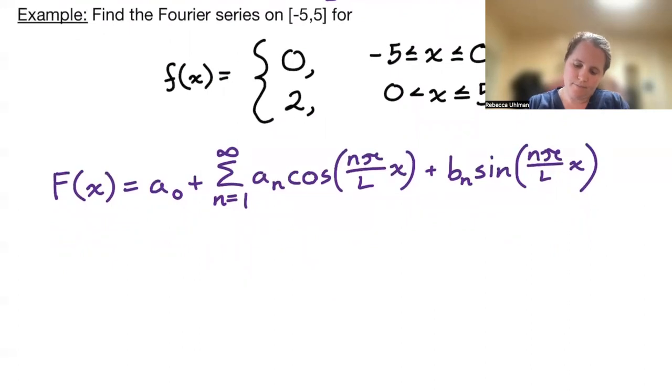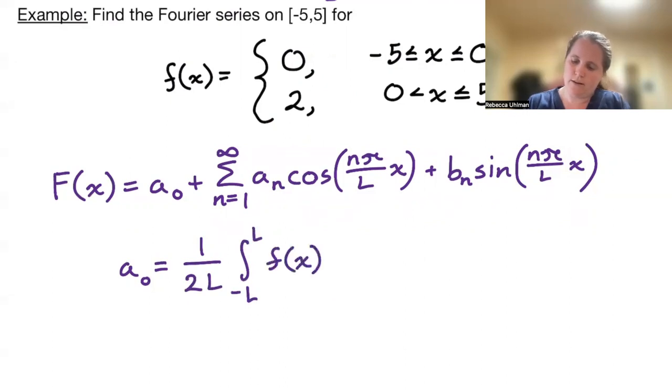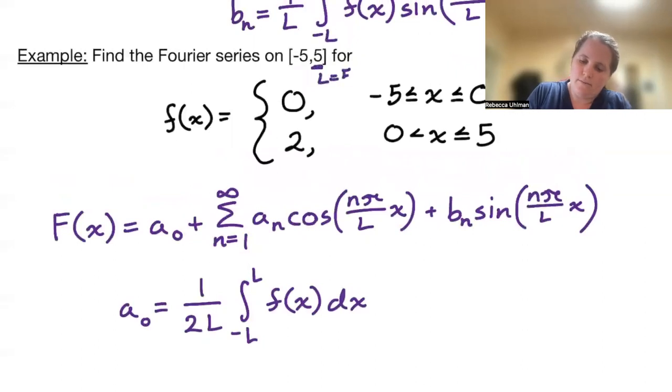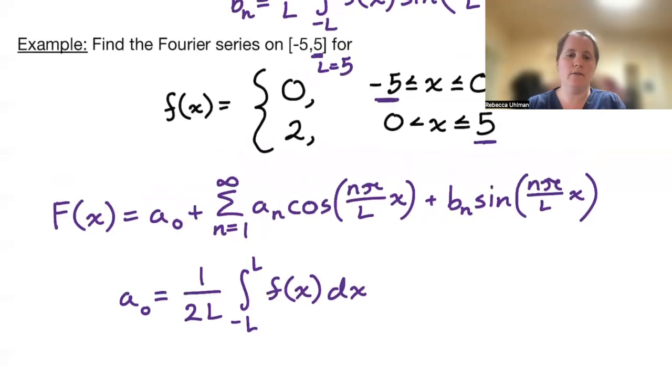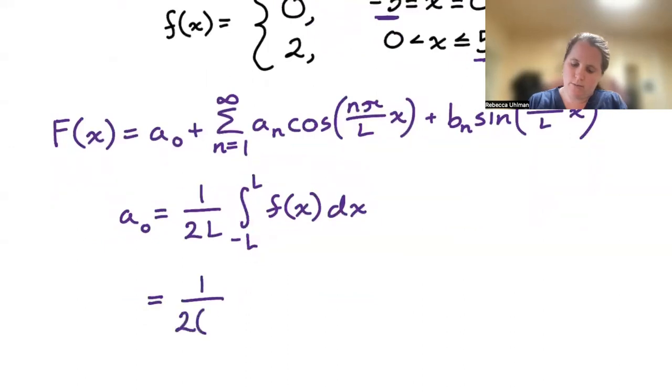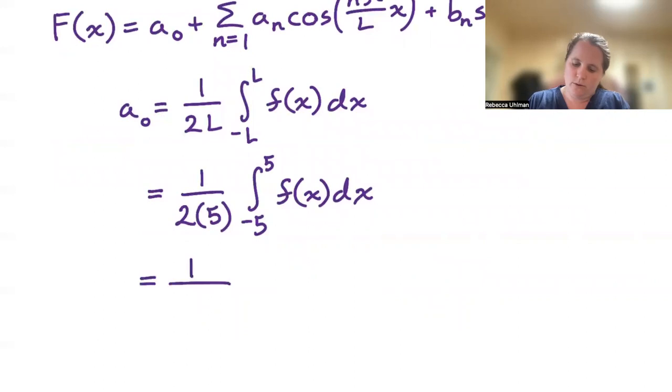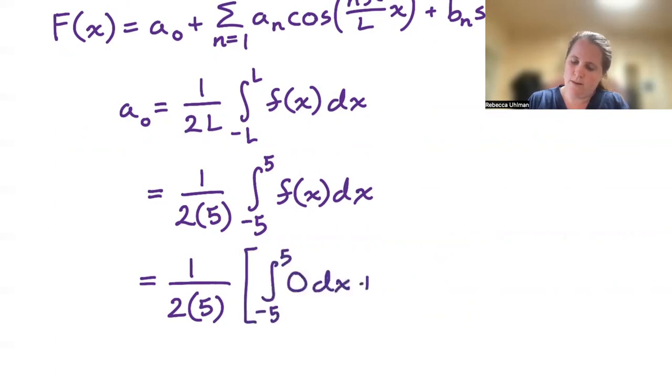So our a naught is equal to 1 over 2L times the definite integral from negative L to L of f of x dx. Here our L is 5. Again, we're going from negative L to L. Our L is 5. So a naught is 1 over 2 times 5 times the definite integral from negative 5 to 5 of f of x dx. This is 1 over 2 times 5 times the definite integral from negative 5 to 5 of 0 dx plus the definite integral from negative 5 to 0 of 0 dx plus the definite integral from 0 to 5 of 2 dx.